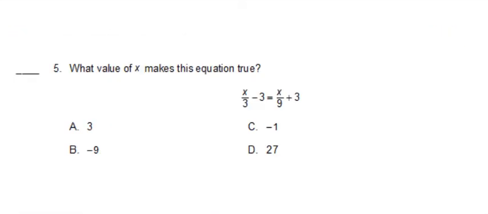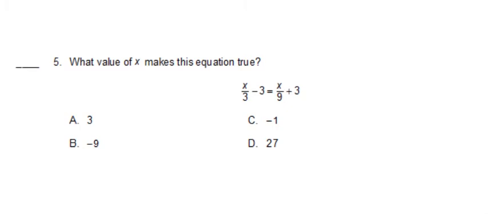Number 5. What value of x makes this equation true? X over 3 minus 3 equals x over 9 plus 3. A. 3. B. Negative 9. C. Negative 1. Or D. 27. This is the end of question 5.